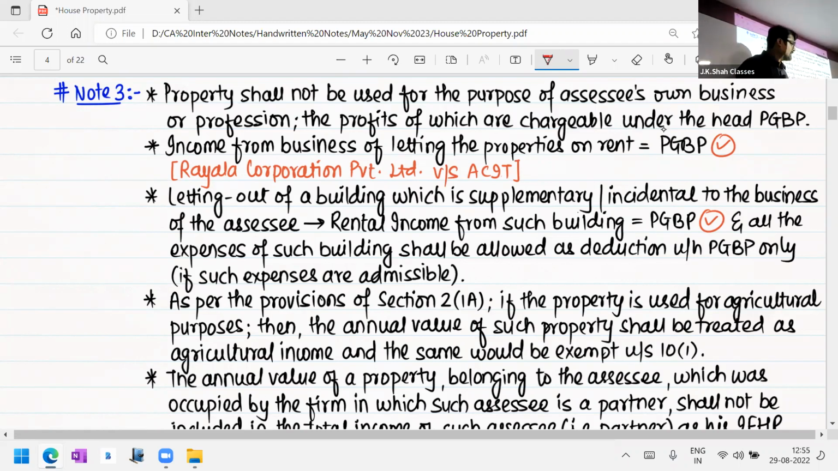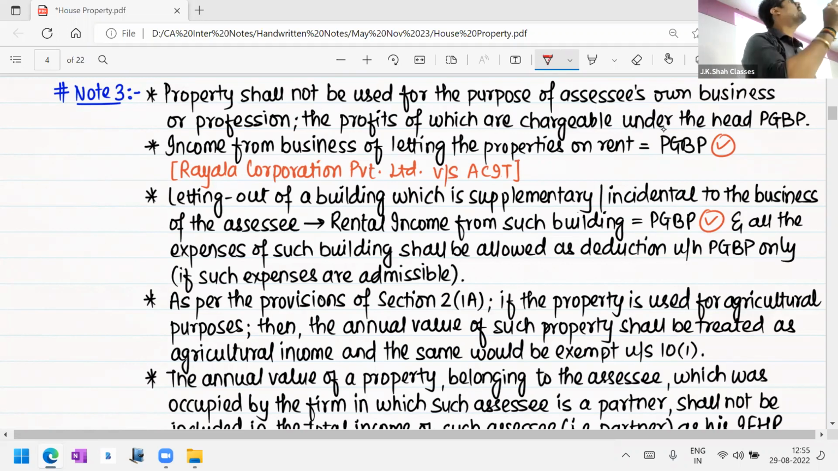But still the company is earning some income. In the course of business or profession only this income is earned, no? So this rental income from these properties shall be income in the hands of the company chargeable under the head PGBP. The main business income is selling cement and earning income. But along with earning that main income, this incidental income is also earned in the course of business or profession. It has to be PGBP. Understood? This income cannot be house property income for the company.